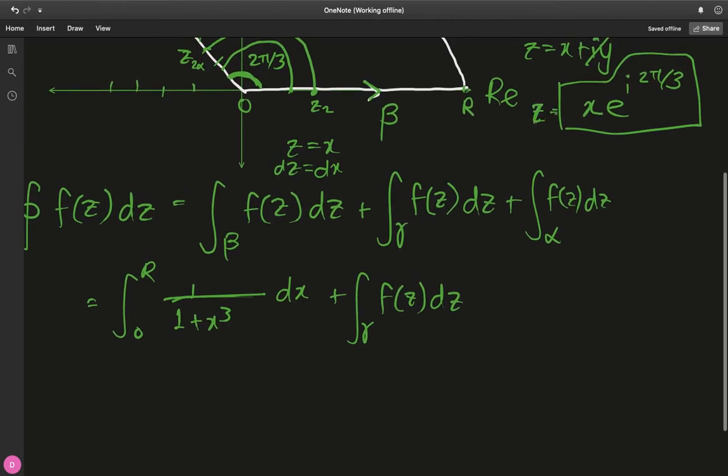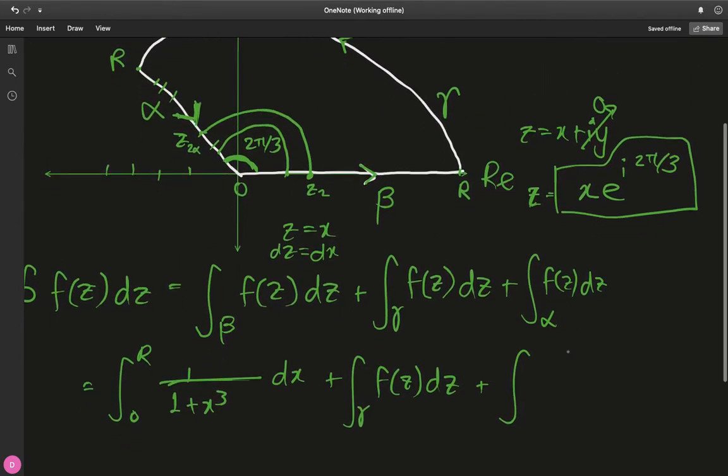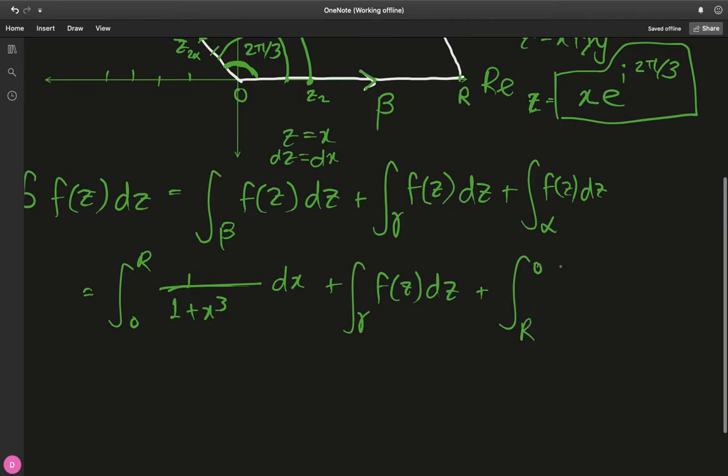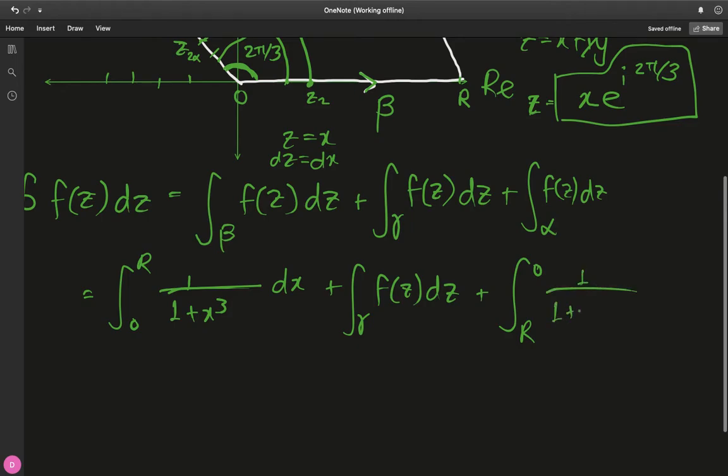That's the parameterization we are going to use. So we're going to let z equal x times e to the I 2 pi over 3. When we do that, we have integral from r to 0, because we're going this way, so integral from r to 0 of 1 over 1 plus, instead of z cubed, we have x times e to the I 2 pi over 3, the whole thing cubed, times dz, which is equal to dx times e to the I 2 pi over 3.